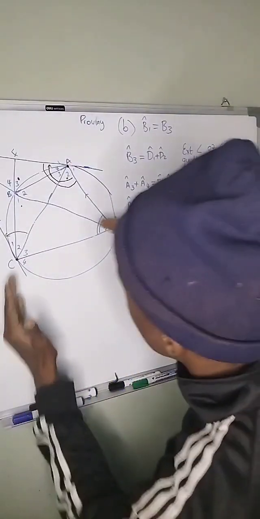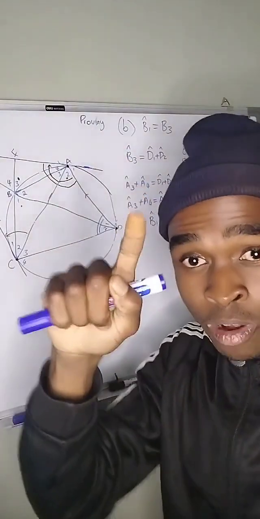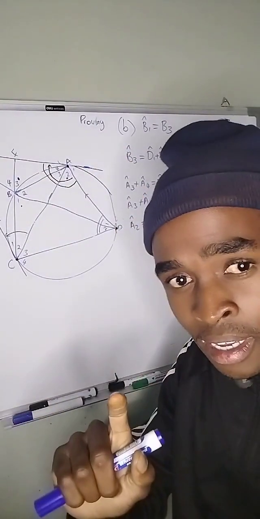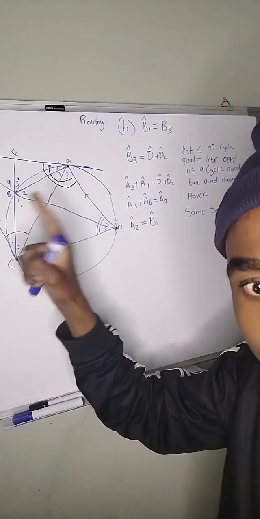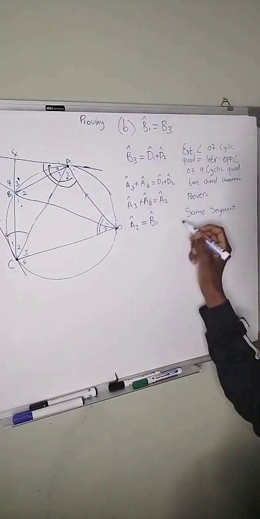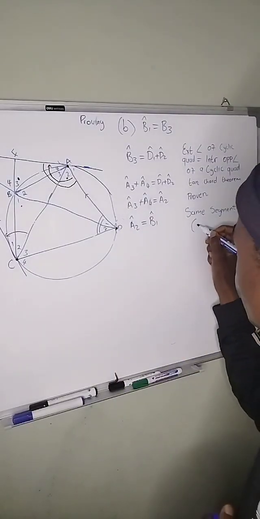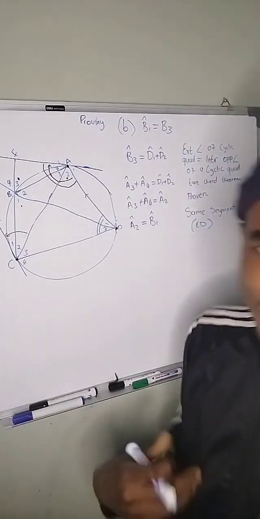Remember, B1 and A2 are points on the circumference. That's why A2 is going to be equal to B1. Same segment. Which segment? CD. I don't know, it is my nature.